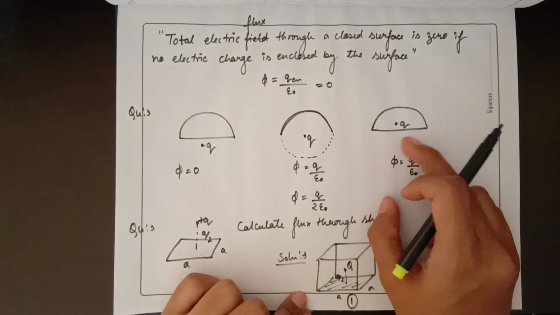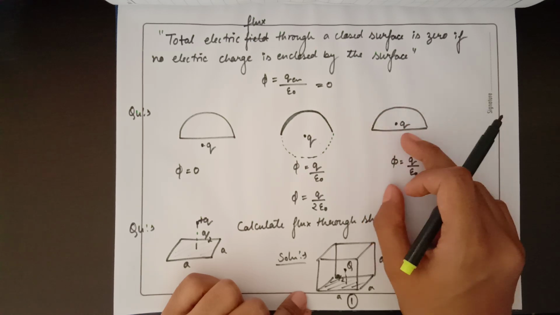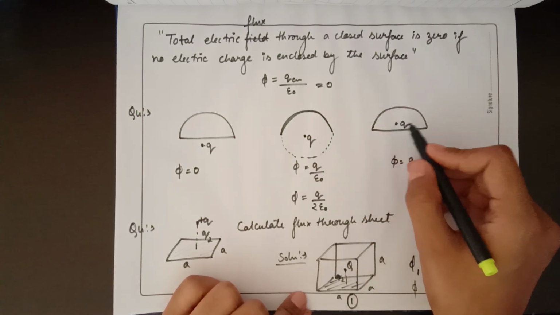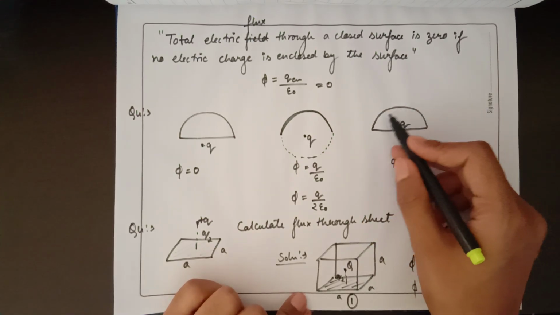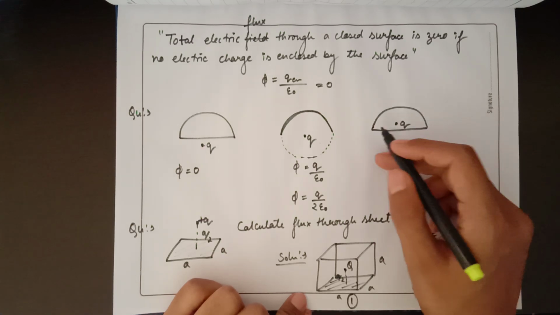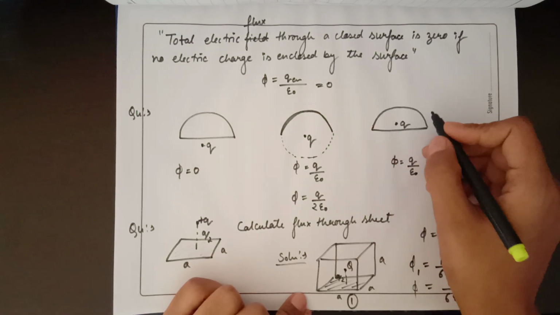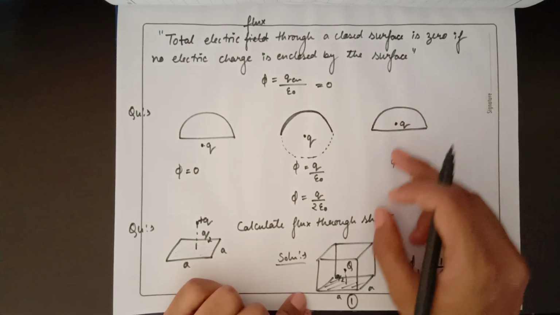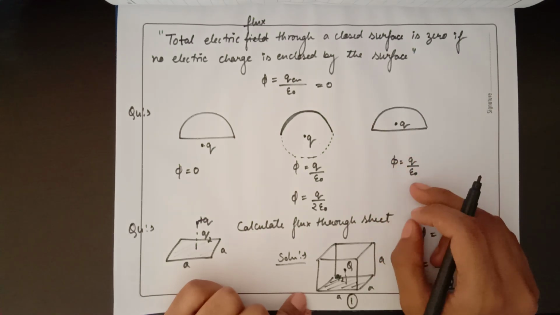And if we are given any closed surface, suppose here we have a closed surface, but the shape of the closed surface is like this, we will not bother about the shape of the surface. We will just write phi is equal to q upon epsilon naught.